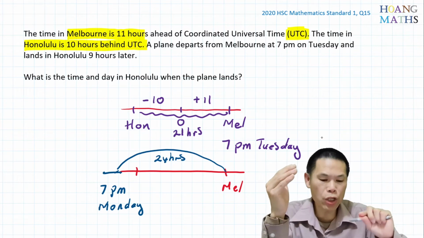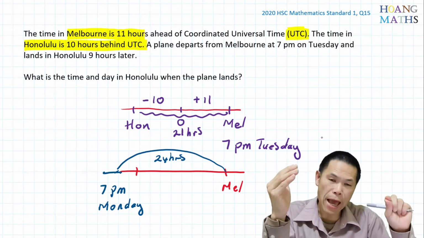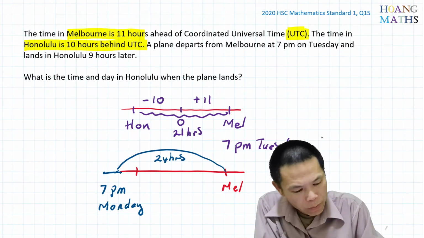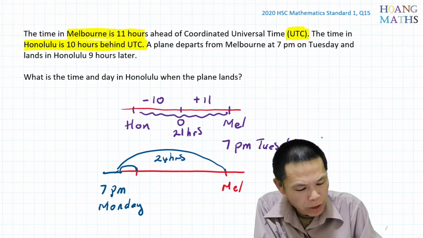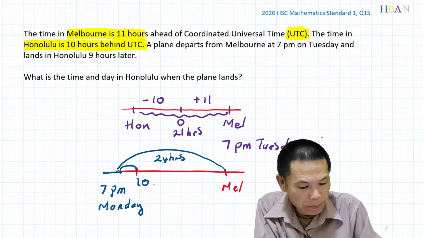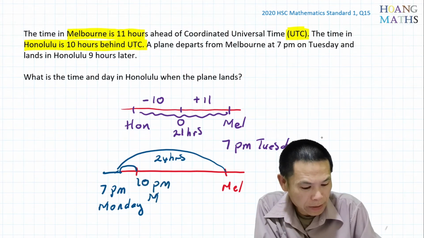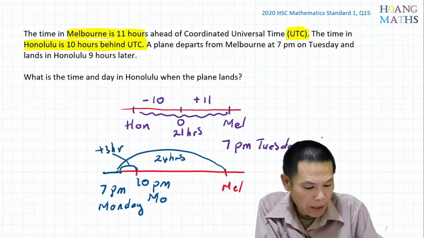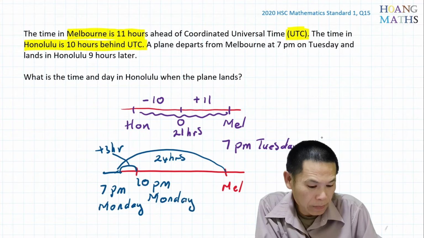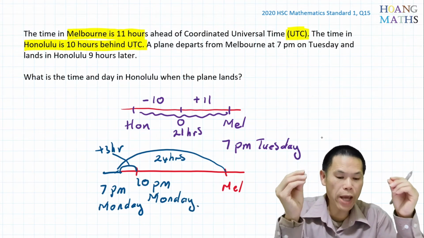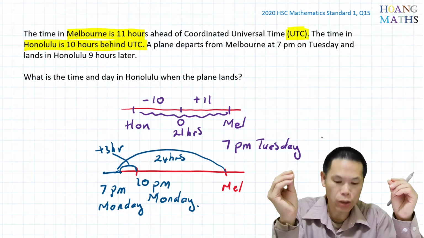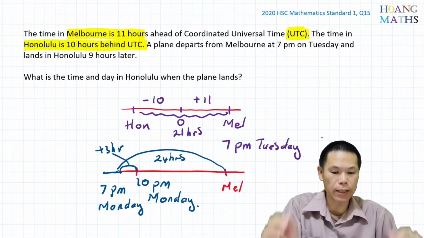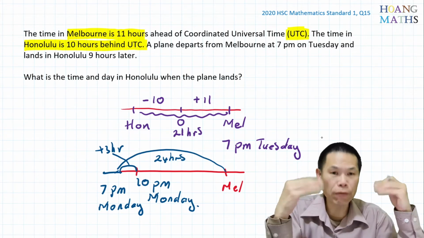But then we need to go forward another 3 hours because we went back 3 hours extra. So therefore, we're going forward 3 hours. That will give me 10 p.m. Monday. So this is plus 3. So 10 p.m. Monday. So this means that when it's 7 p.m. in Melbourne, the time in Honolulu will be 10 p.m. Monday.